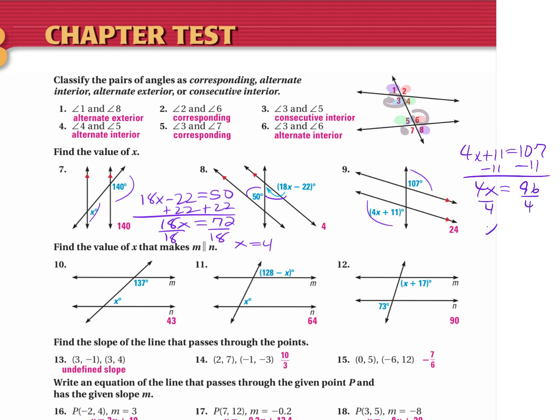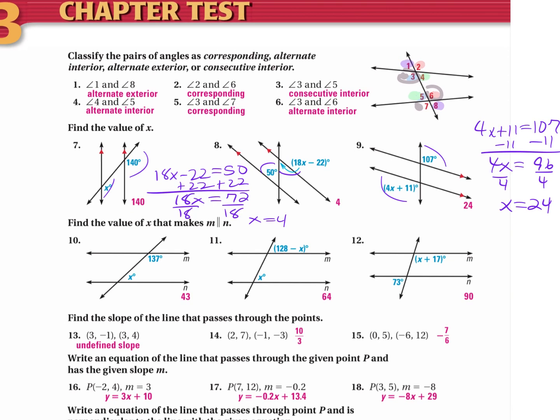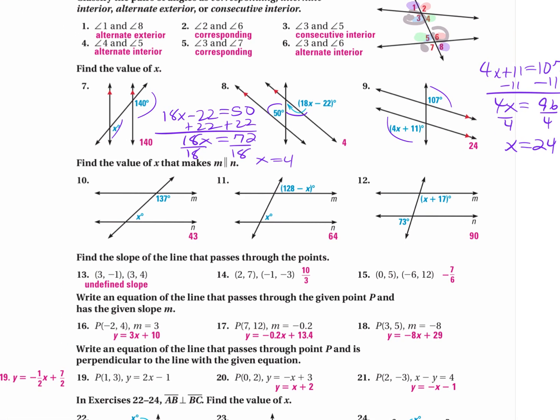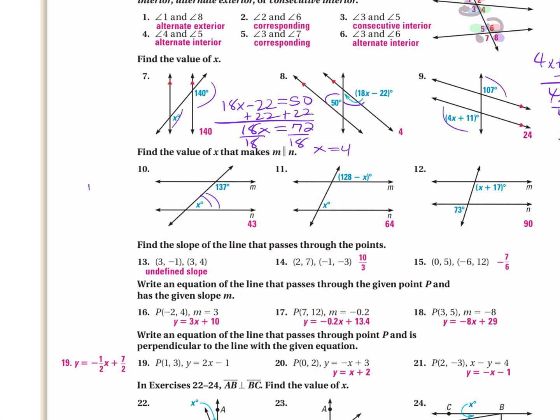96 divided by 4 is 24. Now for 10, 11, and 12, we're doing the same thing. We're identifying the angle pairs. So these are actually same side interior, or they're supplements. So to find the measure of angle X, I just do 180 minus 137, and the answer is 43.